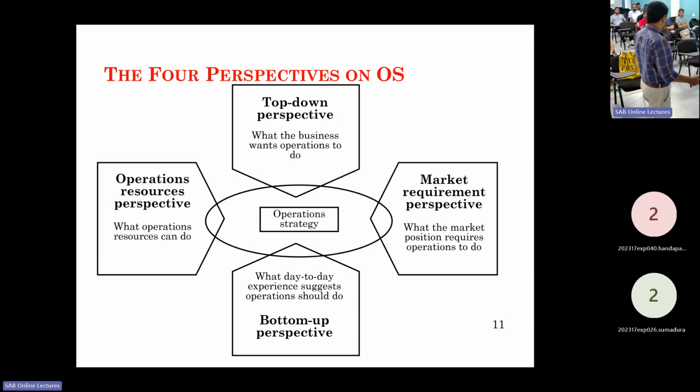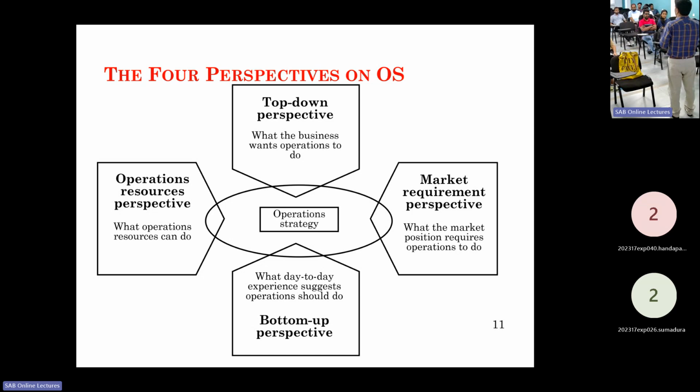However, during the 60s, 70s, 80s, and 90s, there were other views on operational strategy. Two of such views are the market requirement perspective and the operations resource perspective. That has a lot of popularity, a lot of recognition for practical use. Let's begin with this one, the market requirement perspective. What is that?